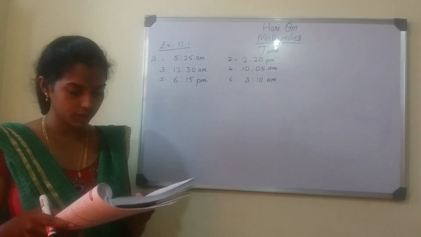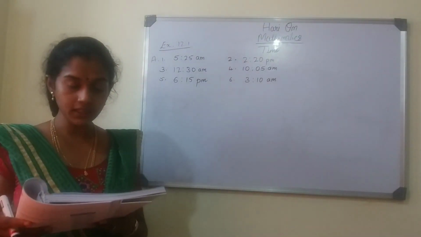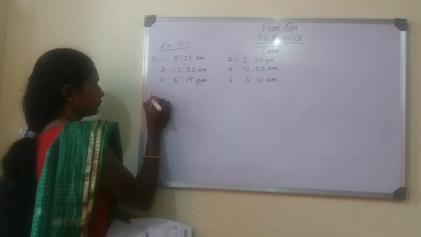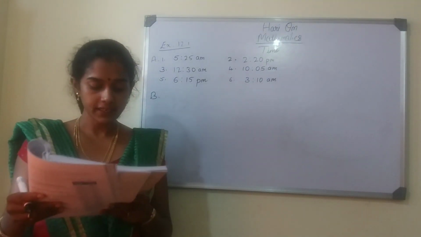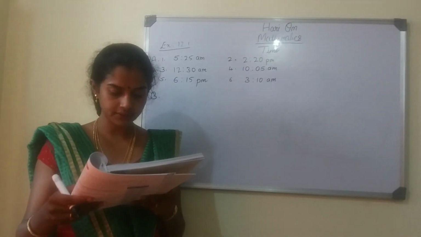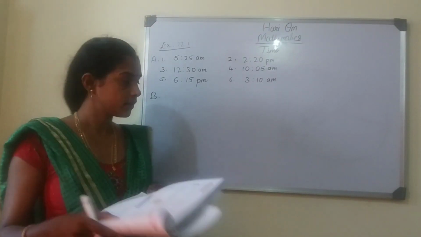Understood AM and PM, no, children? Now let us go for the B main. In the B main, write the time 1 hour half after.